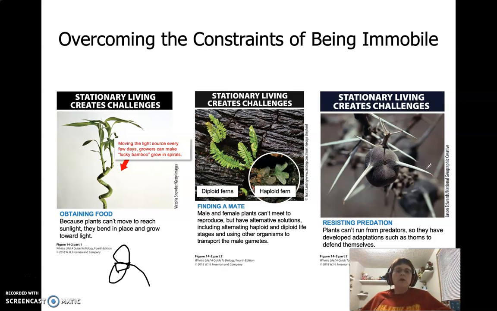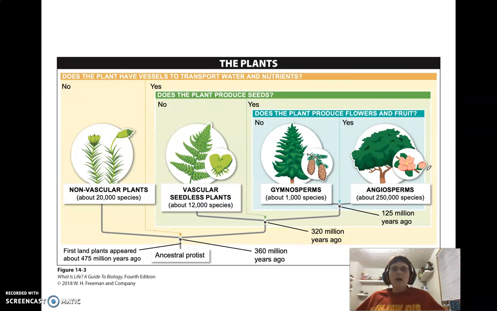Obviously, some of them are pretty straightforward. You make yourself all kinds of pokey, so this will deter animals from trying to eat you if you are going to poke them back. So, all right, who are the plants?